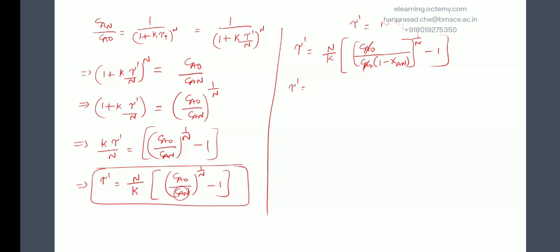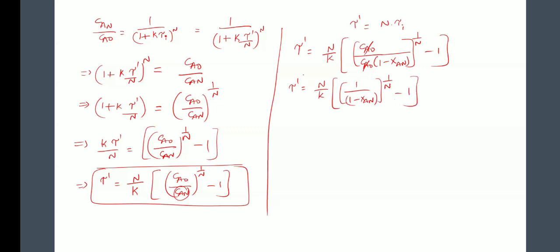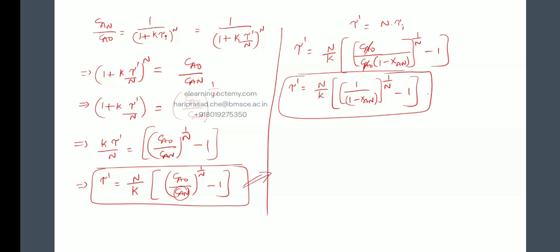Then you will get tau dash is equal to n by k, 1 by 1 minus Xa, whole to the power of 1 by n minus 1. This is the expression in terms of conversion. So no need to remember this. If you remember this expression, then you can convert into this by simply substituting Ca is equal to Ca naught into 1 minus Xa. This is for the overall time constant for the n number of reactors.